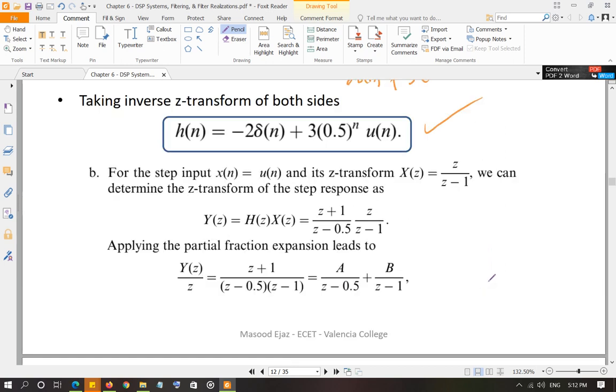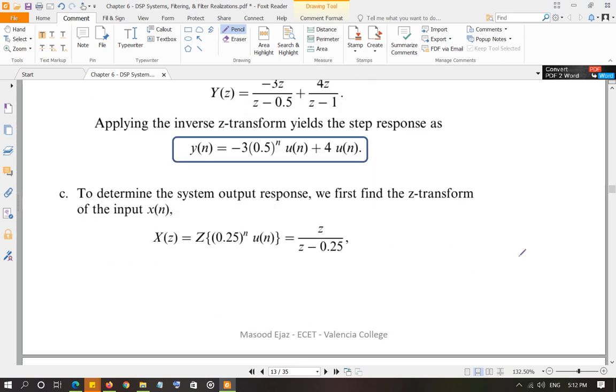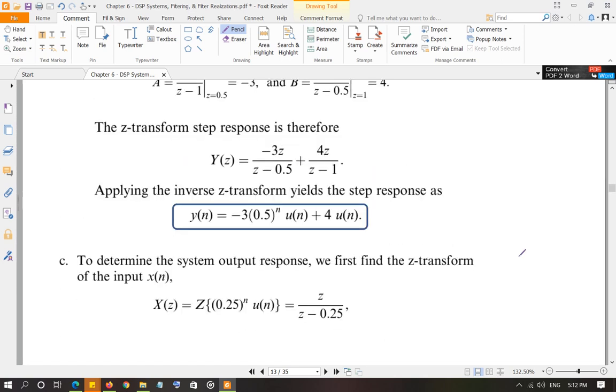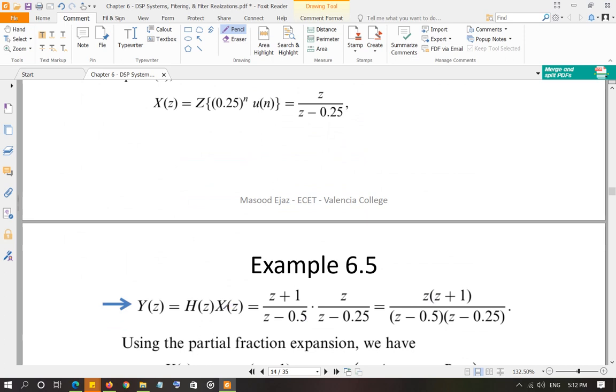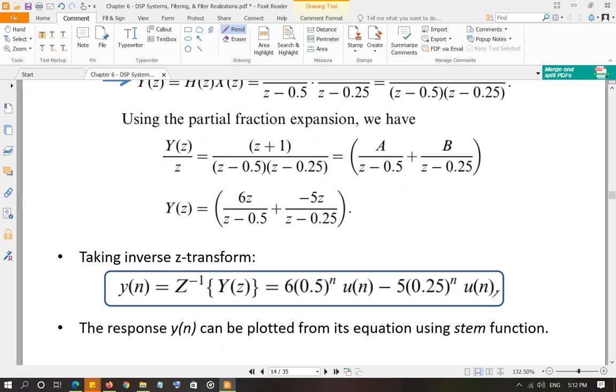The next is if x(n) is a step function. So again, X(z) will be z over z minus 1, and you do the same thing. I don't want to go over it. And the third one, of course, is if x(n) is 0.25 to the power n u(n), so X(z) will be z over z minus 0.25, and then you multiply by H(z), write it down, create the partial fractions, and then do the inverse z transform.